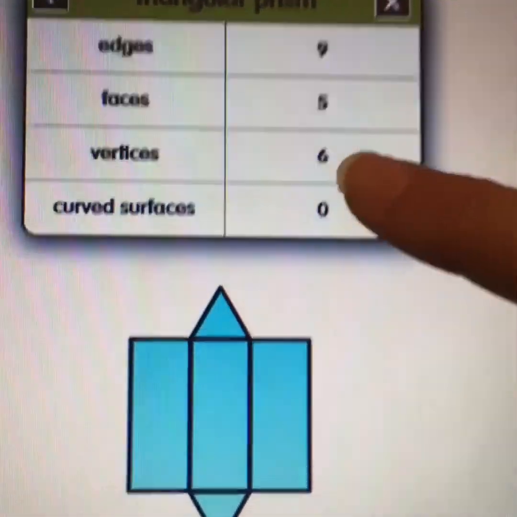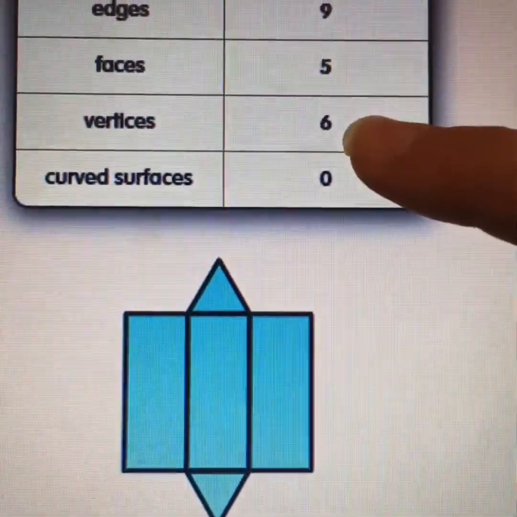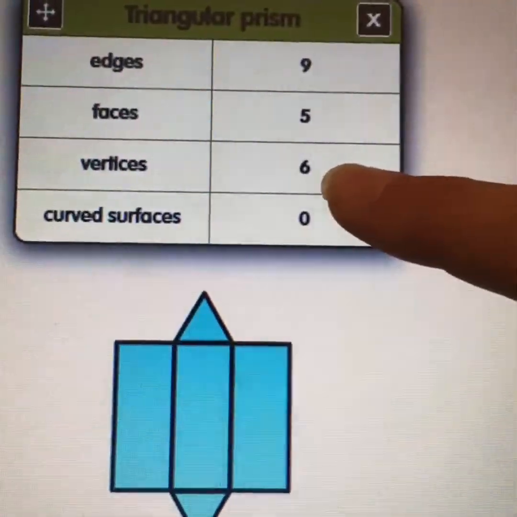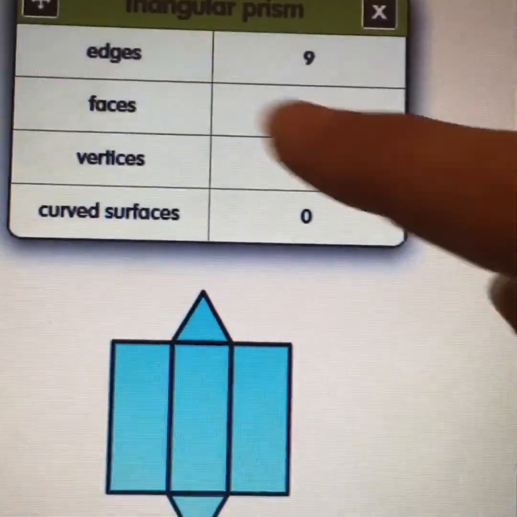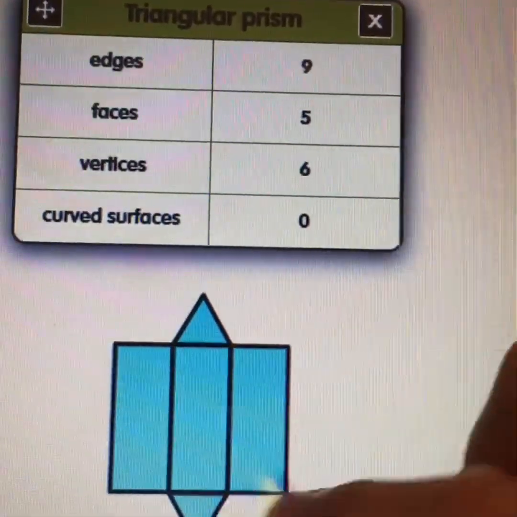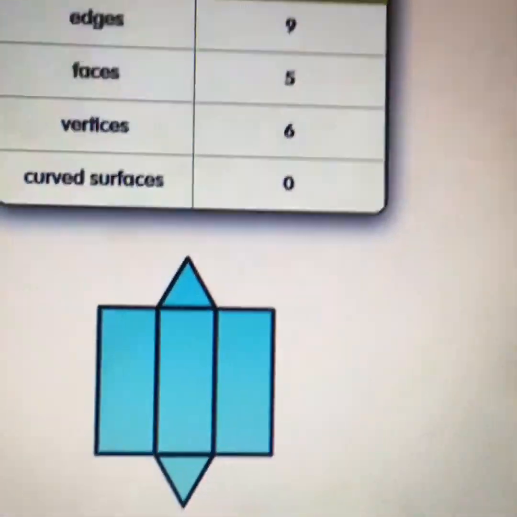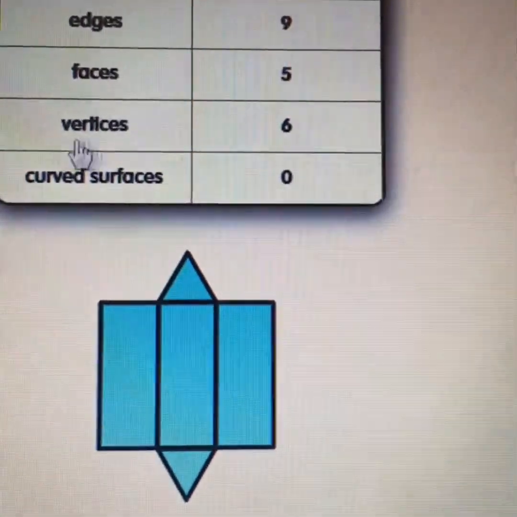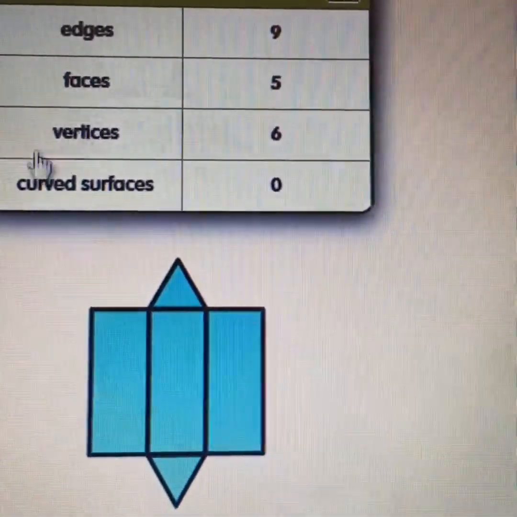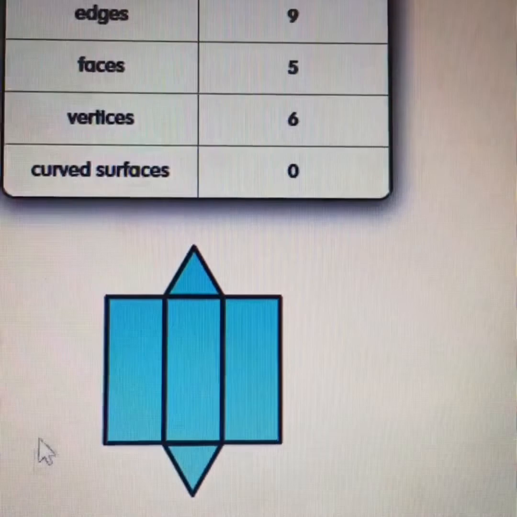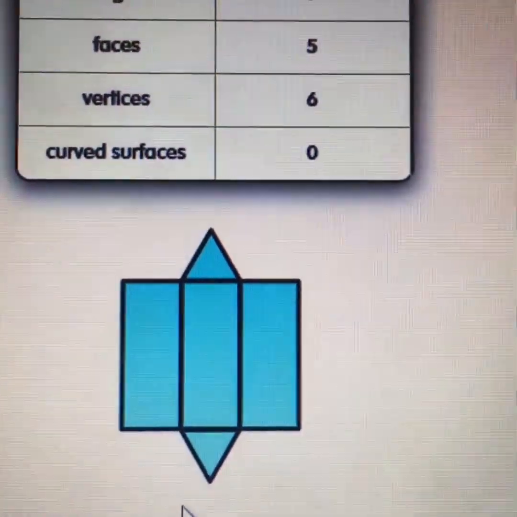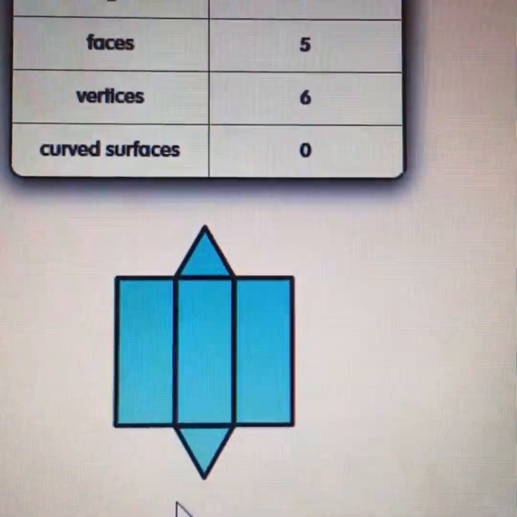Right, edges and vertices need to be a little bit more careful, but you need to think about where they join together. With the edges, you can't just count all of the lines because some of those are going to join together. So you need to be a little bit careful with that one. So faces is your biggest clue. Look at the faces. What shape are they? How many are there? That's going to help you work out what the shape would be if it was 3D.